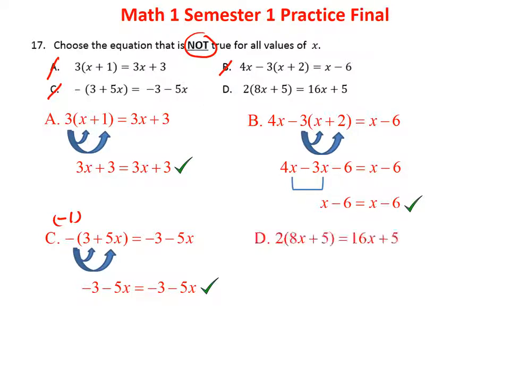Obviously, our answer is going to be the last one. Notice when I distribute here, I get 2 times 8x is 16x, and 2 times 5 is 10. Notice the 5 and 5 were the same, but when you distribute, you get 10 and 5, and those are going to be different, so that's never going to be true. And so that's our answer, D.